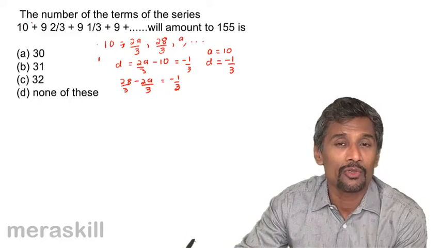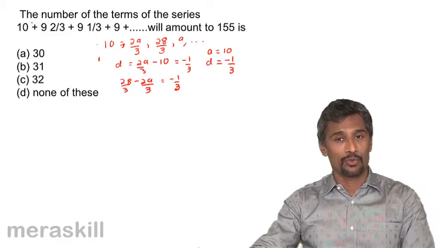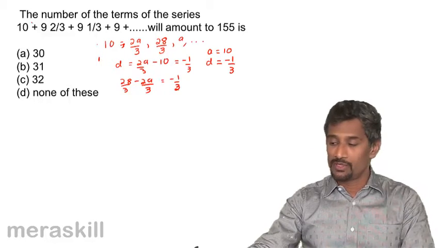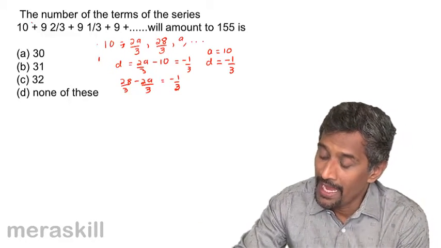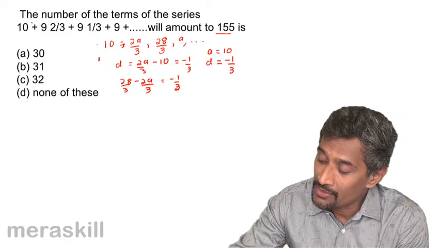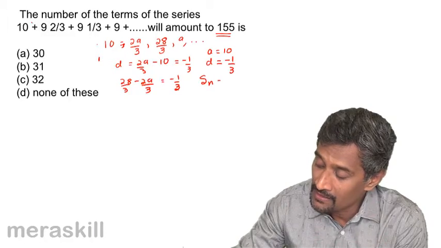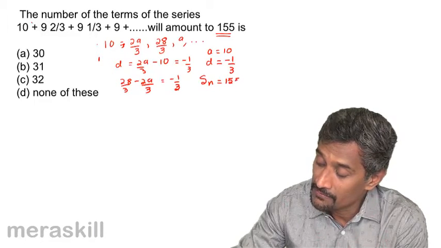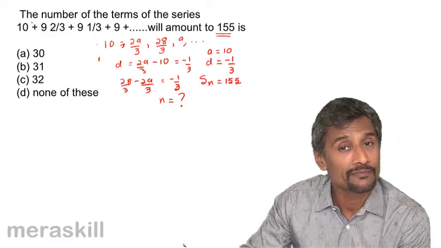not 1 by 3, because it is an AP where the terms are reducing by 1 by 3. So in a way, it is going to be an arithmetic regression, but we generalize and give the name. It's a progression with a negative common difference. So a is 10, d is minus 1 by 3. And all these on adding should give 155. That is Sn is 155. You need to find n.